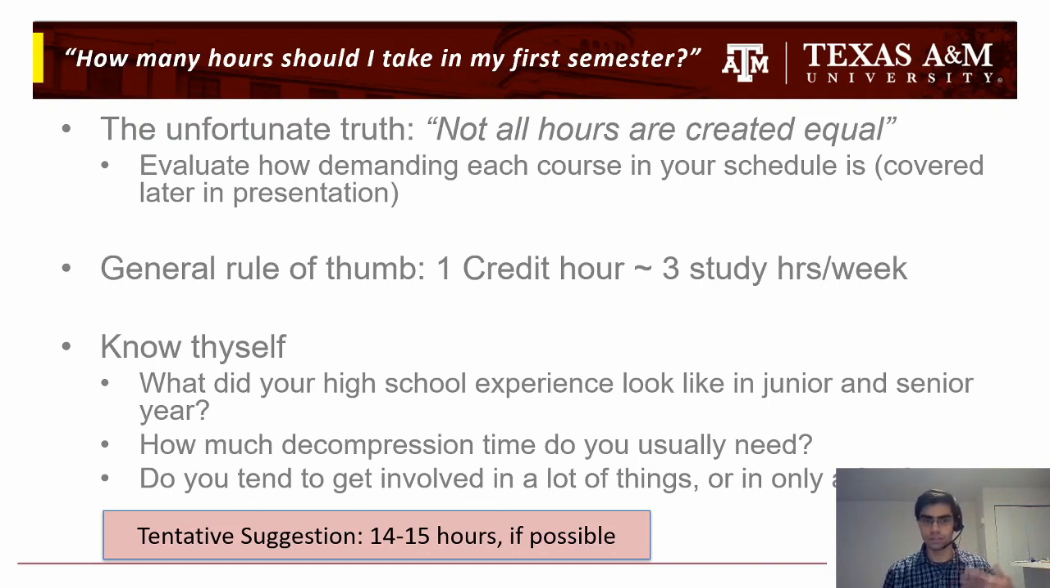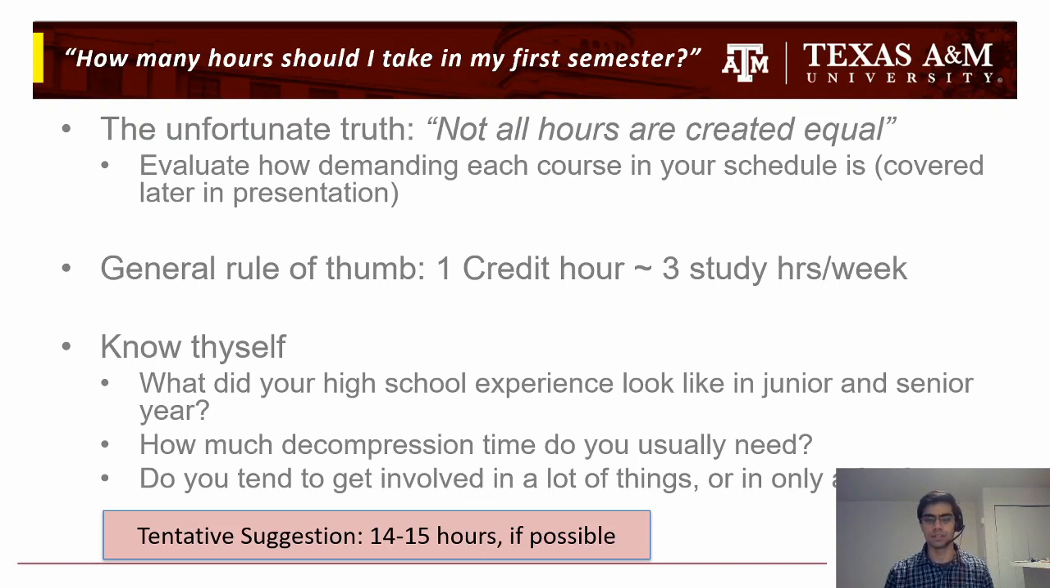I'll touch on how to evaluate how demanding the prospective courses in your schedule are later on in the presentation when I discuss tools for registration. But for right now, keep in mind that even though not all hours are created equal, just the general rule of thumb that I've heard and that I've seen prove to be well worthwhile is that 1 credit hour for each course is roughly equivalent to 3 study hours per week. So try to budget accordingly.